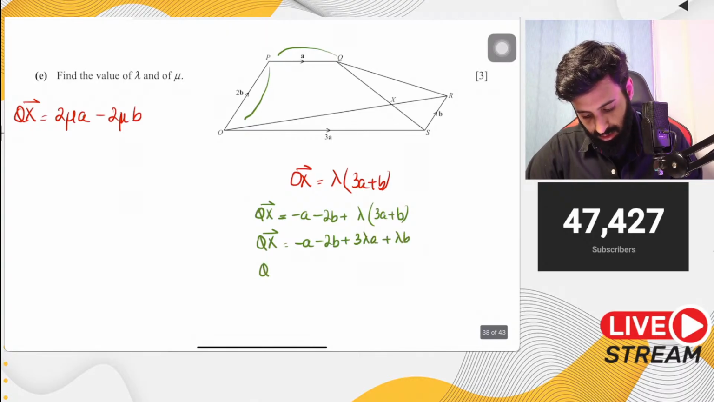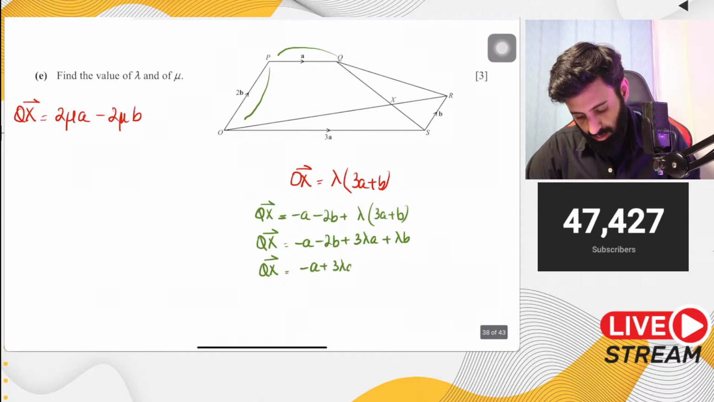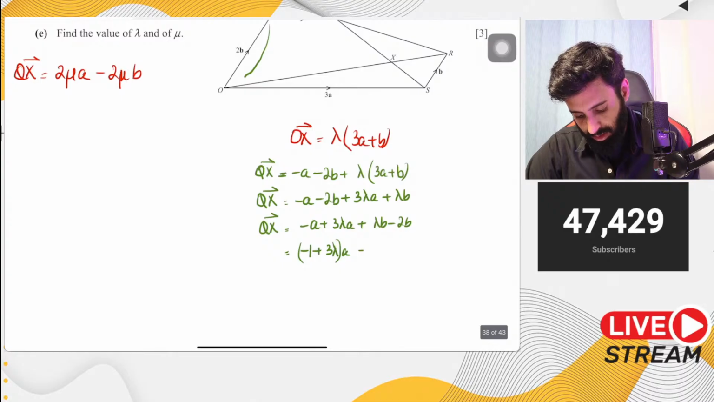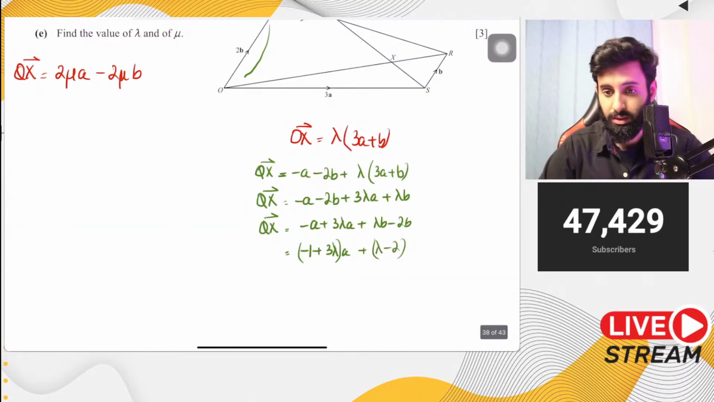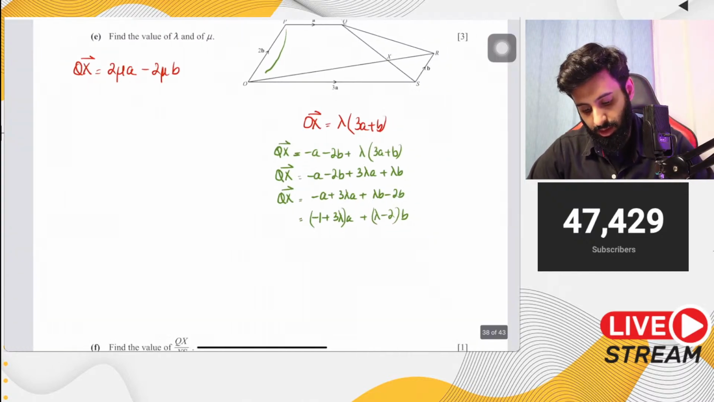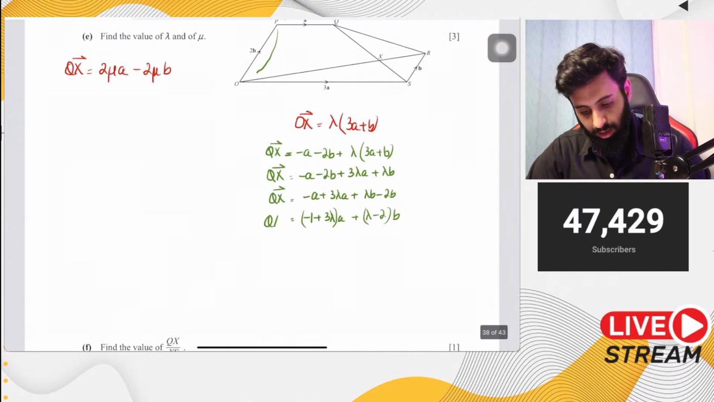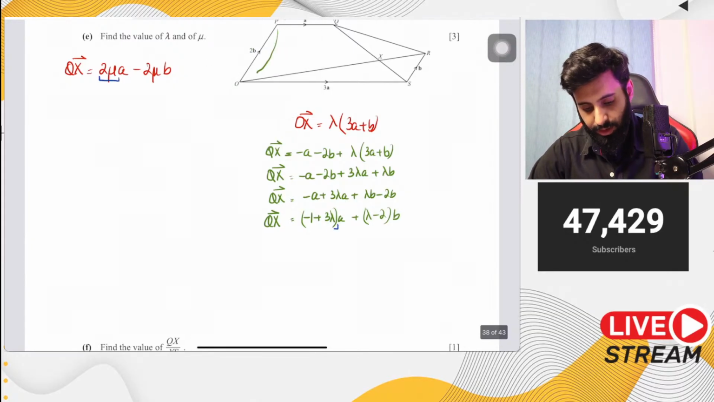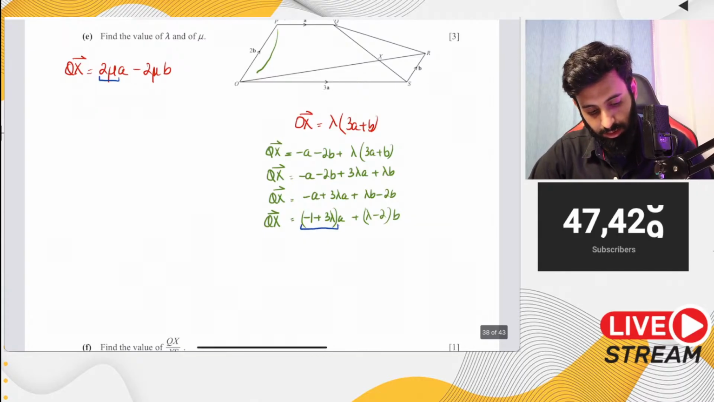So we rearrange this, and this is what we get. We get minus A plus 3 lambda A plus lambda B minus 2B. Okay, so let's take A common. So we have minus 1 plus 3 lambda times A. And here let's take B common. So we have lambda minus 2 times B. Now this is the green QX. We'll compare it with the red QX, and one by one find out the coefficients. So the coefficient of A from this QX is 2 times mu, and the coefficient of A from this QX is equal to minus 1 plus 3 lambda.